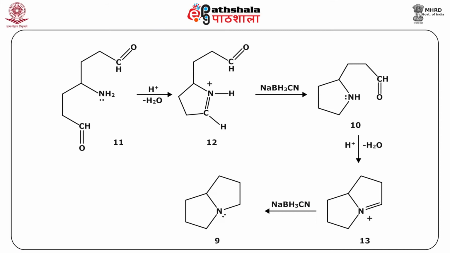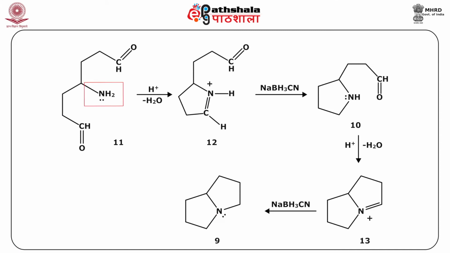The synthesis of pyrrolizidine involves the concept of reductive amination. Condensation of secondary amines with an aldehyde or a ketone gives an iminium salt, which on reduction with sodium cyanoborohydride gives a tertiary amine 9. The synthesis is carried out in 4 steps.